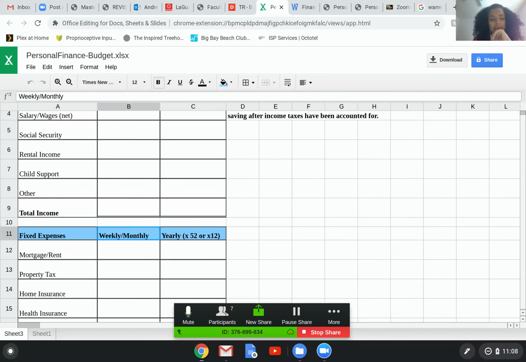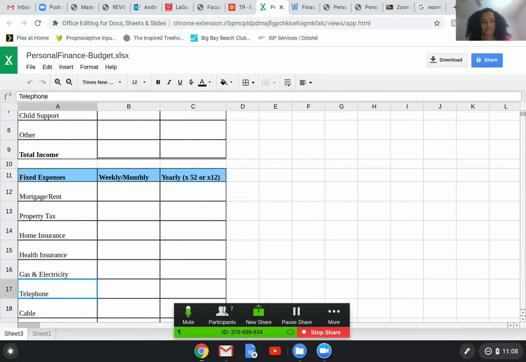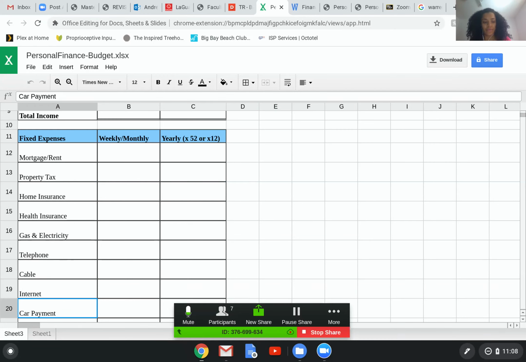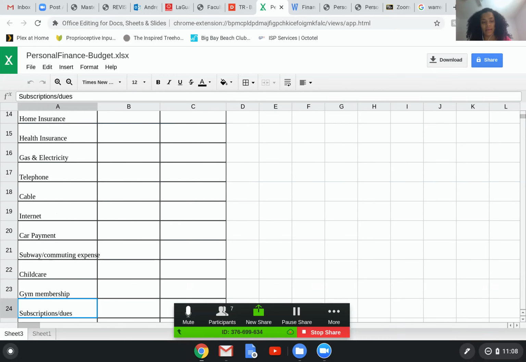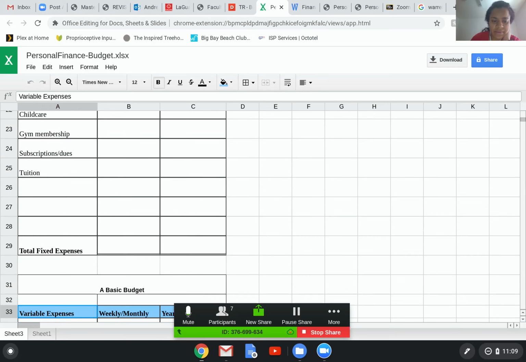Then, classic fixed expenses, meaning these expenses rarely change. You kind of just have to deal with them. You've got mortgage and rent, property taxes, home insurance, health insurance, gas and electricity, if you have to pay for it, telephone, cable, internet, car payments, subway, childcare, gym, subscriptions, tuition. You might say, well, we're on lockdown, so I have no commuting expenses, but let's build the budget for the average case. When we go back to normal, you will have commuting expenses again.